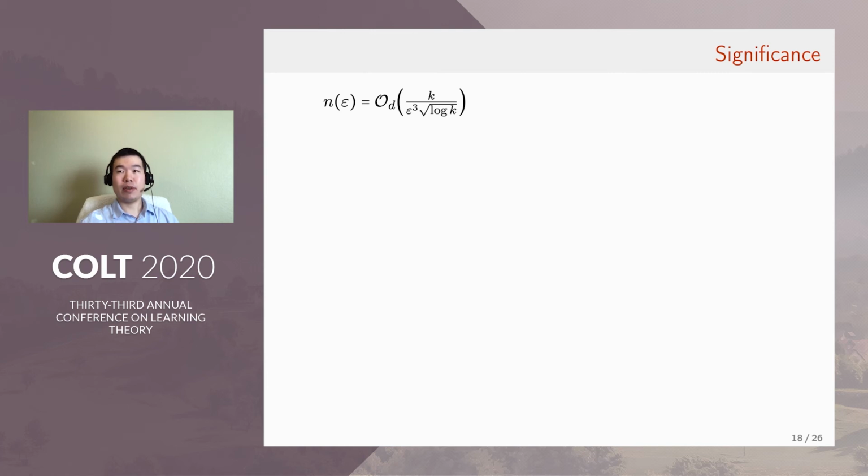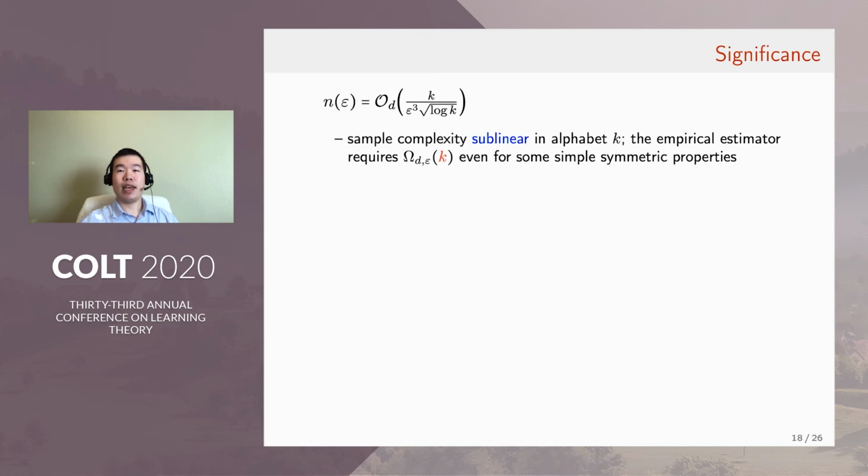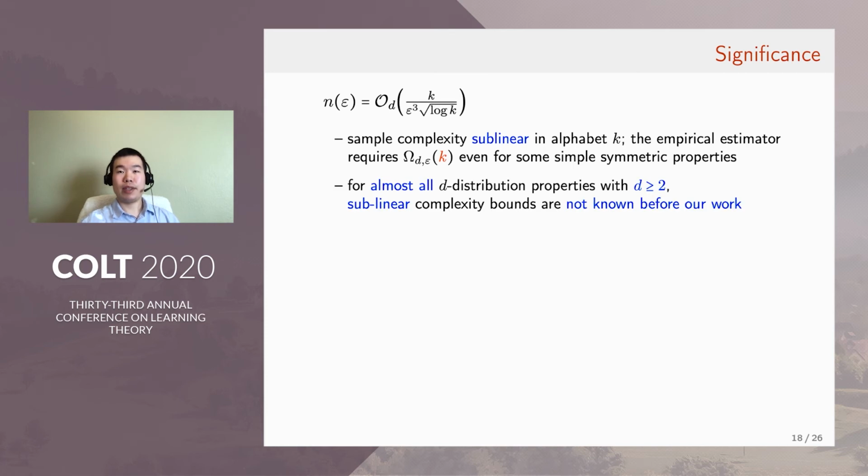Okay, so let me talk about some significance of this corollary. First, the sample complexity is sublinear in k. And in addition, in the second theorem of the paper, we show that the empirical estimator requires an omega of k number of samples, even for some simple symmetric properties. And more importantly, for almost all multidimensional properties with d greater than or equal to 2, sublinear sample complexity bounds like this were not known before our work. So this is why our work is significant.